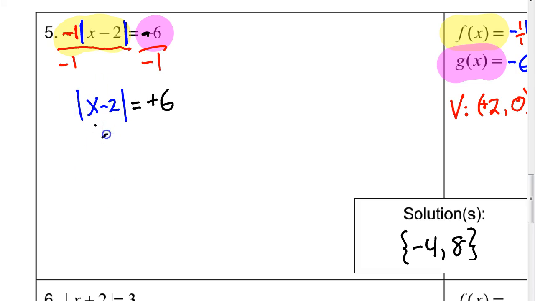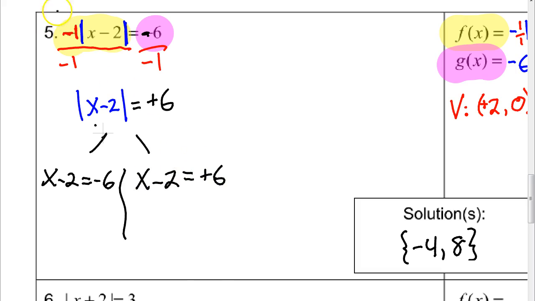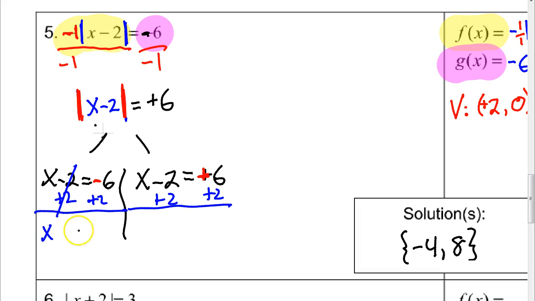So now that we have only absolute value, that's when you break it up into your 2 parts. x minus 2 is -6, and x minus 2 is +6. So 1 positive, 1 negative. That's how you go from having absolute value to not having absolute value. You write 2 equations, one with a positive, one with a negative, and then solve. Same algebra for both, add 2 to both sides. x equals -4. That checks out here. And x equals +8. That checks out here.